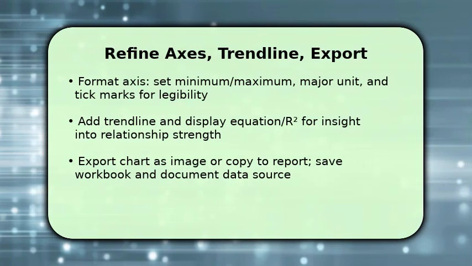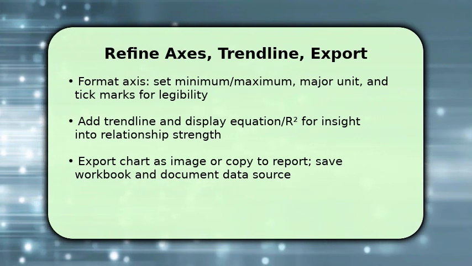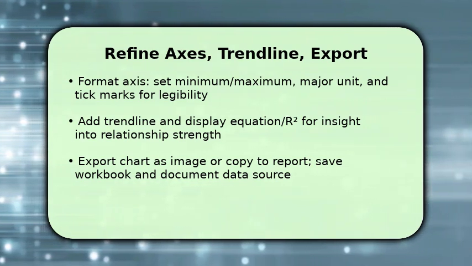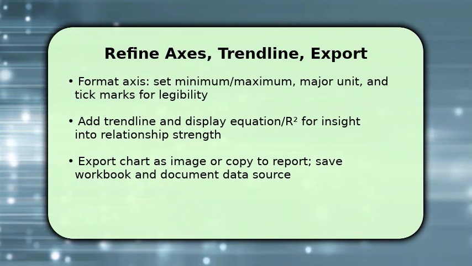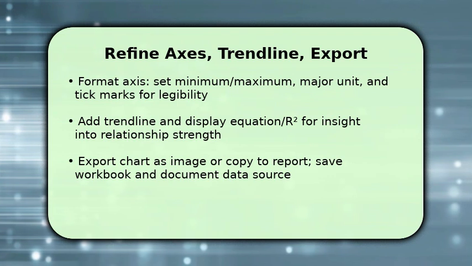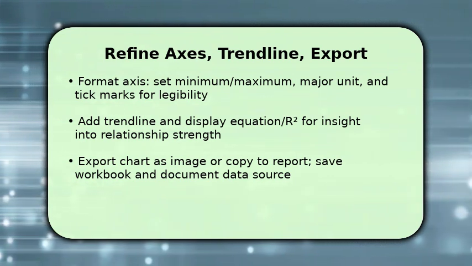Finish by refining axes. Set explicit min, max, and major unit so the scale communicates patterns correctly. This prevents misleading compression. Next, add a trend line and choose to display the equation and R² to quantify fit, which helps you interpret causality versus correlation.